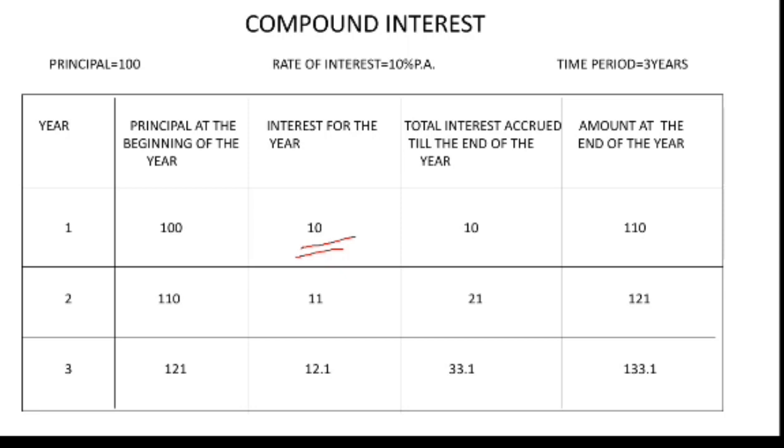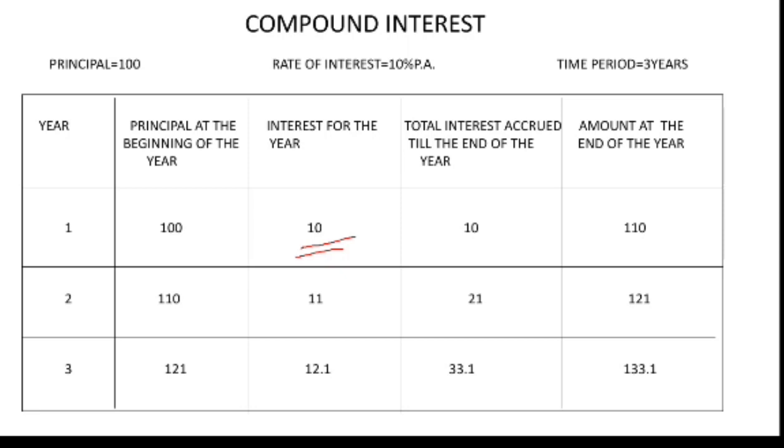In simple interest, every year interest is calculated on the initial principal only, but not in the case of compound interest. In compound interest, whatever is the amount at the end of the previous year will be taken for the calculation for the next year. Here rupees 110 will be taken as the principal for calculating the interest for the next year. And the same story will proceed.